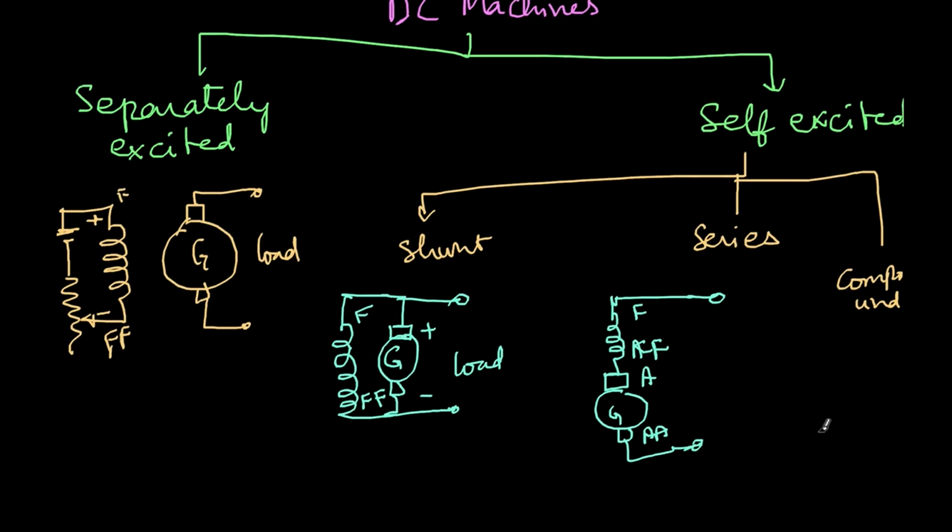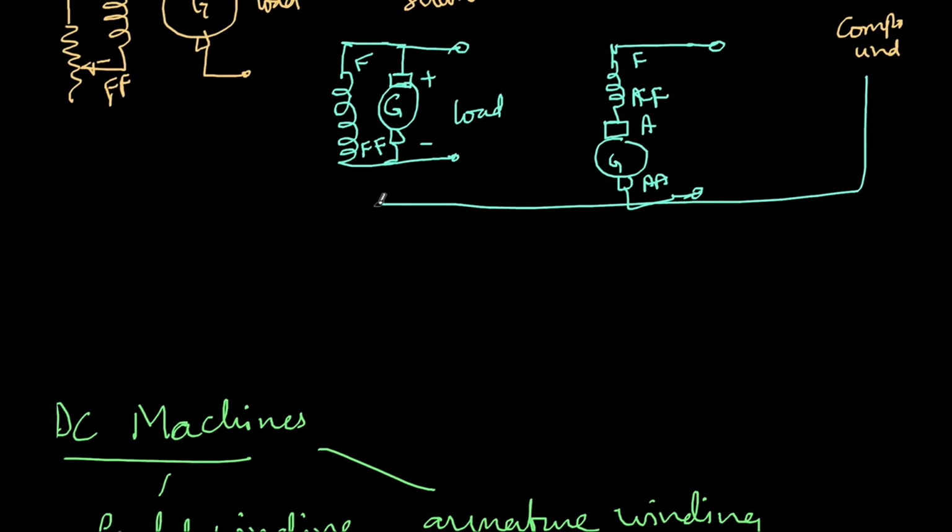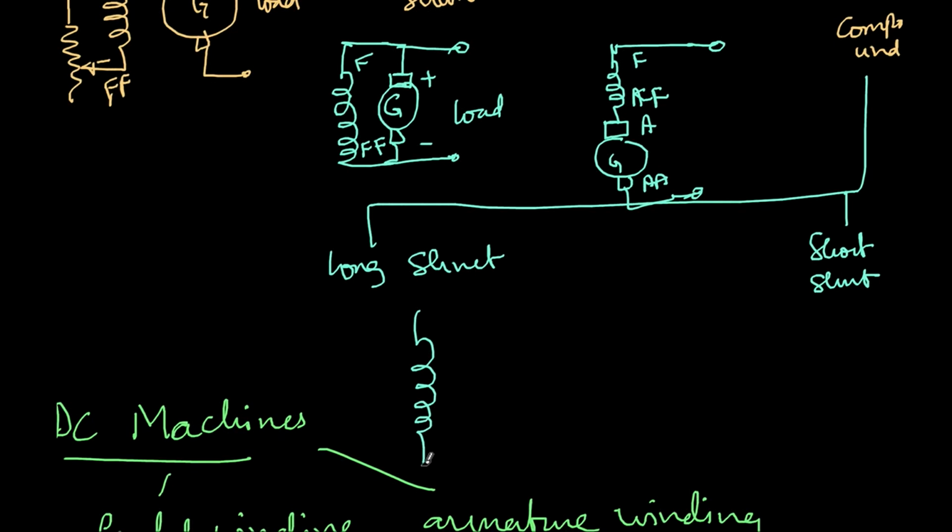In compound, there are again two subdivisions. One is long shunt and another is short shunt. In long shunt, the shunt winding is there, and also the series winding is there, and the connection is like this.